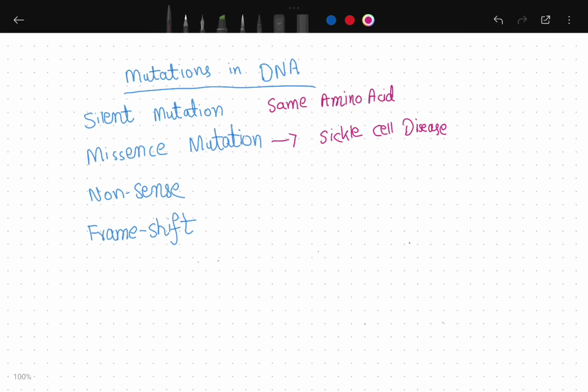Nonsense mutation results in a stop codon. There are three types of stop codon: UAA, UAG, UGA. So we remember this: UAA, you are away; UAG, you are gone; and UGA, you go away.